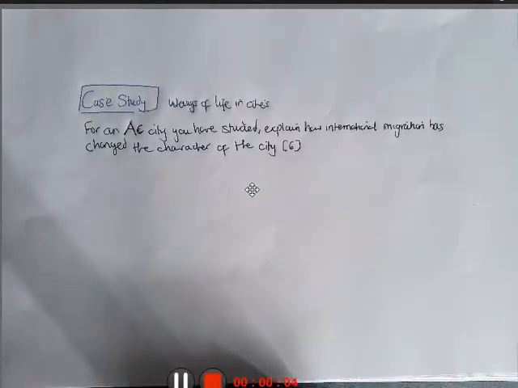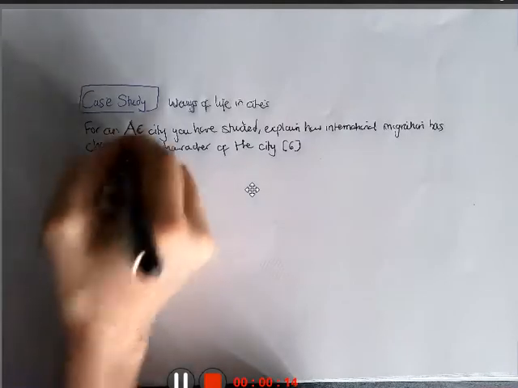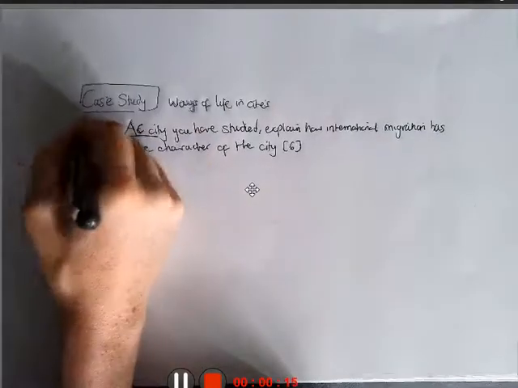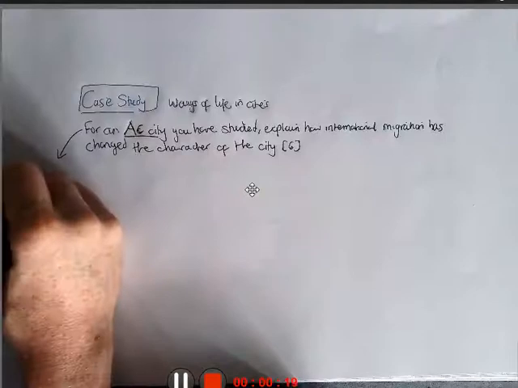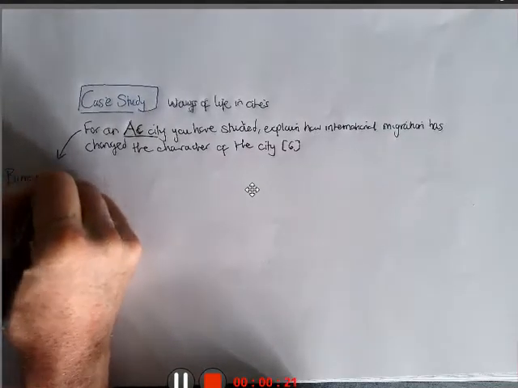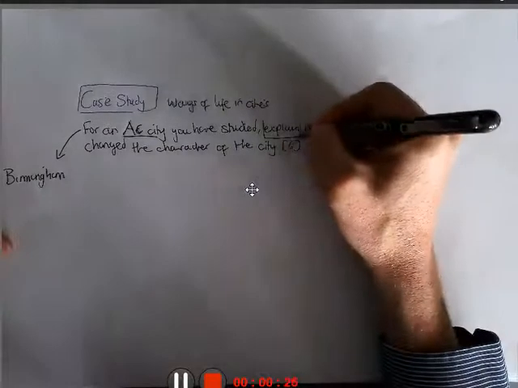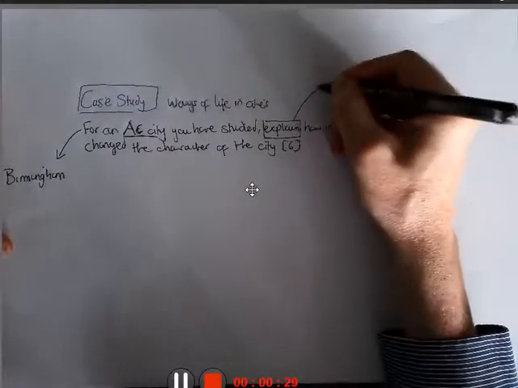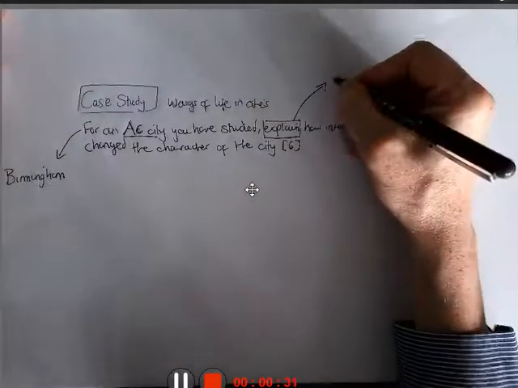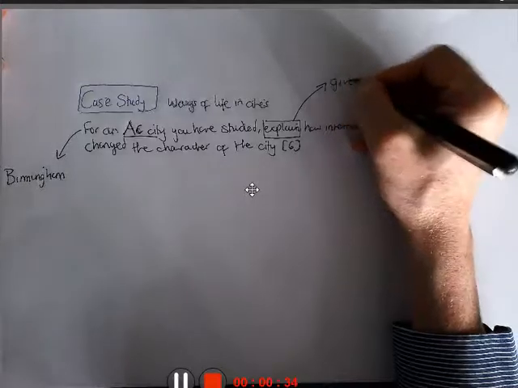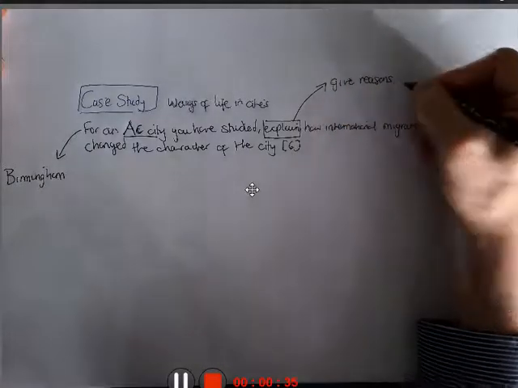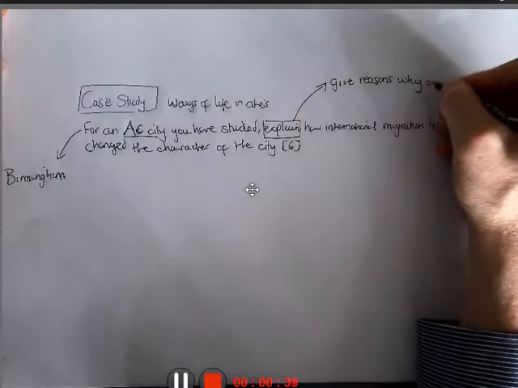Okay, year 10, so this is the resource reliance booster on your 6 marker. Your case study is going to be an AC city, so remember to underline AC city. The AC city we are talking about is Birmingham. Remember to bug and box your key word. Keyword will be explained, so give reasons why or how.